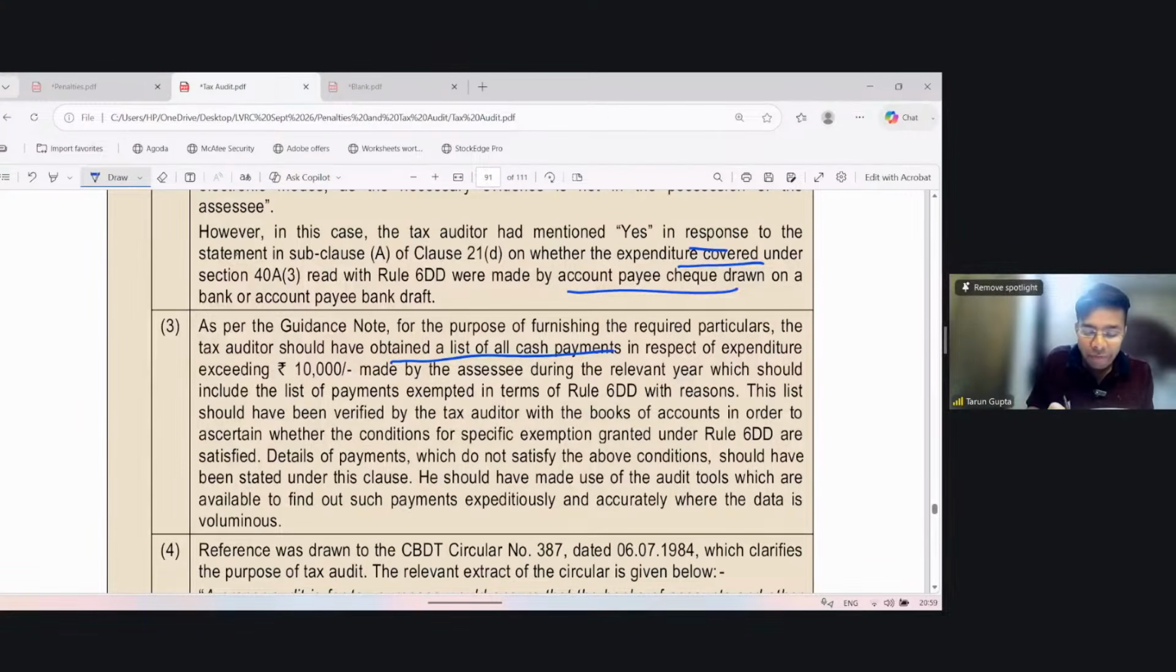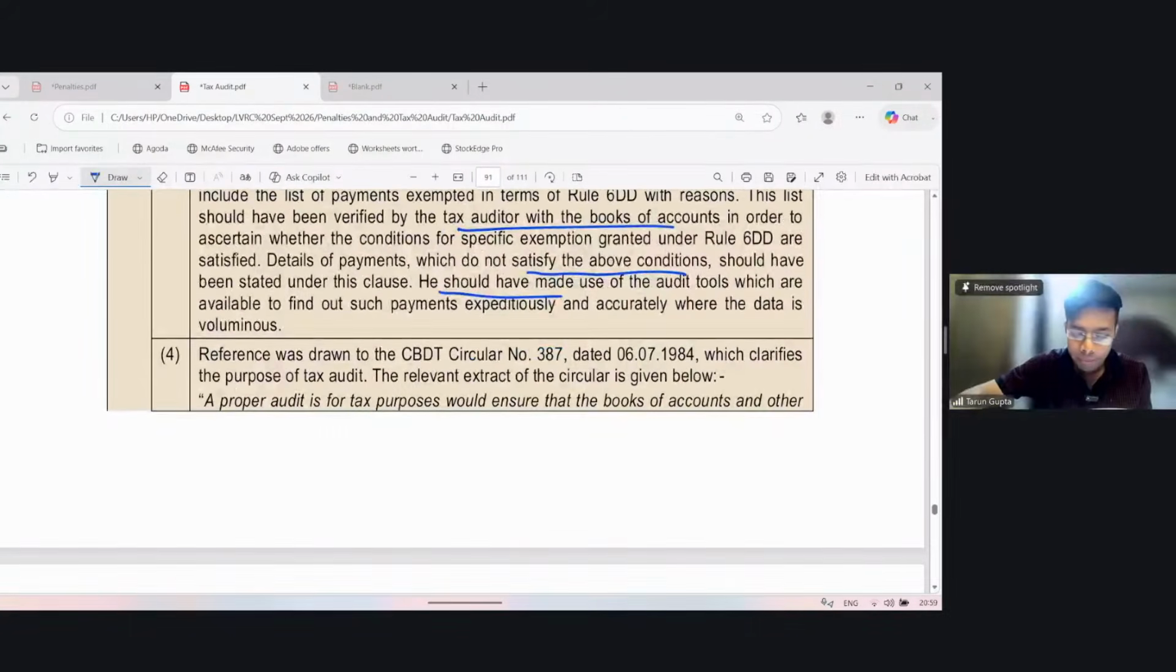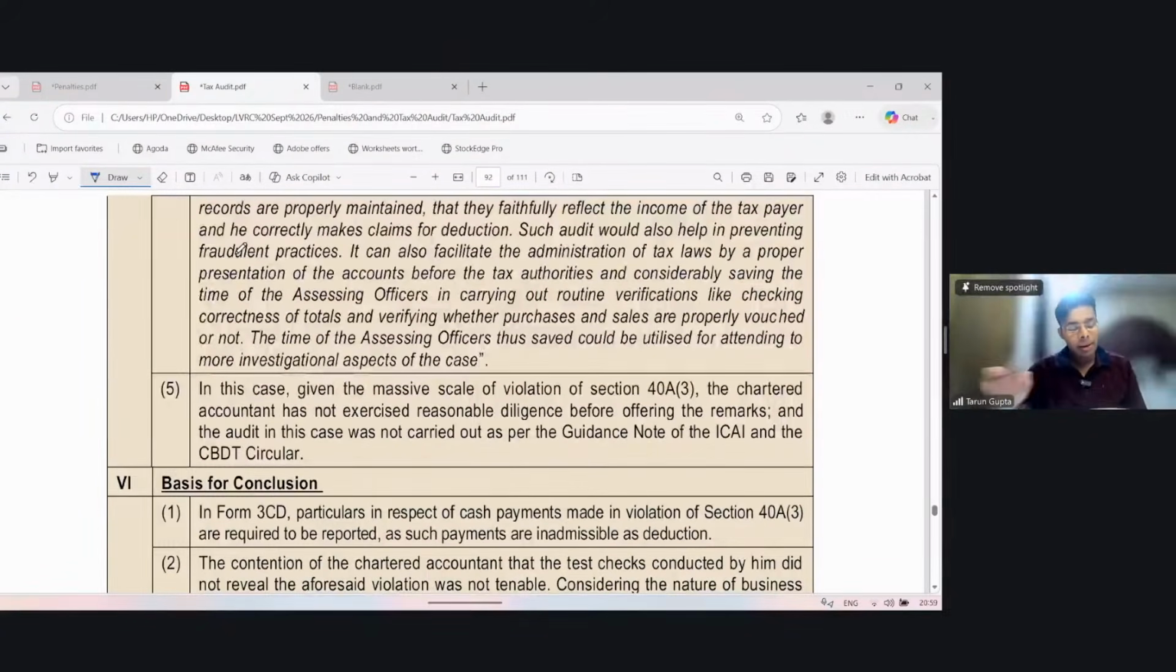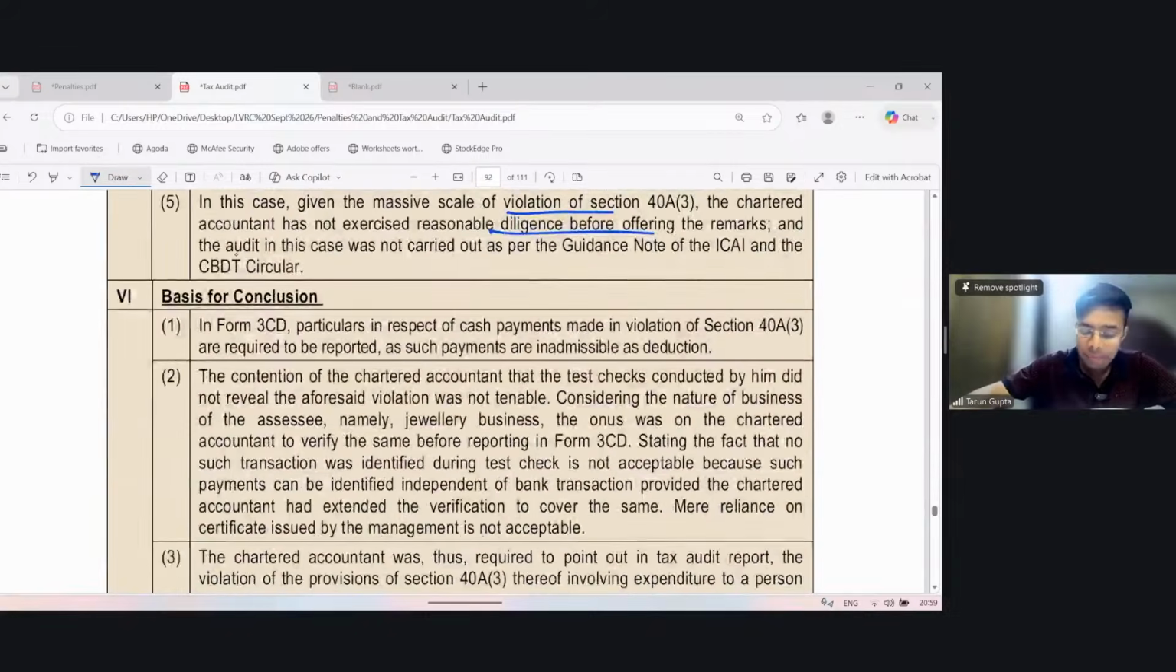The list should have been verified by the tax auditor with the books of account, and details of payments which do not satisfy the above condition should have been reported in the tax audit report. And finally, it says that in the given case, given the massive scale of violation, the chartered accountant has not exercised reasonable due diligence. So, in the conclusion, what is the answer?